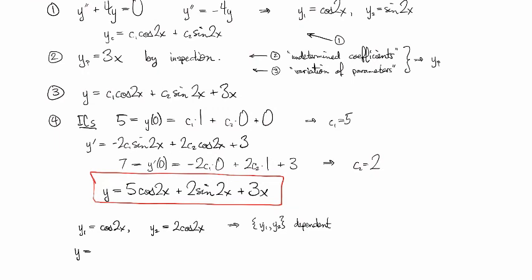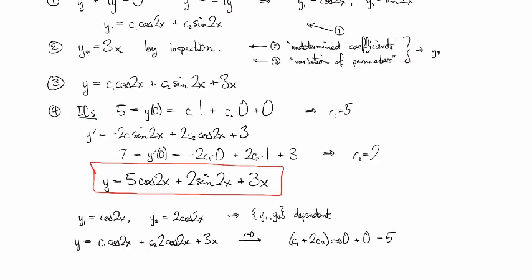Well, then my general solution would have been c1 cosine 2x plus c2 2 cosine 2x plus 3x. And when I substitute in the initial conditions, I would have ended up with, evaluating at x equals 0, c1 plus 2c2 times cosine of 0 plus 0, and the initial condition was 5. And for the derivative, I would have gotten minus 2c1 plus 2c2 times sine of 0 plus 3 evaluated at 0 is 3, which is equal to the initial condition 7. So this is my y of 0 initial condition, and this is my y prime initial condition.